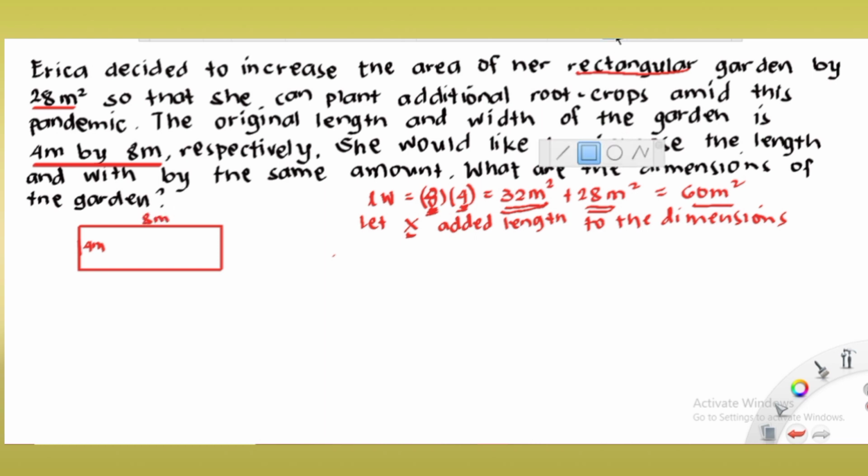And gusto niyang dagdagan. So, assume natin na pareho ng dinagdag yung length tsaka sa width dito sa ating drawing. So, hindi natin alam. Sabi natin, represent natin with x, yung idadagdag na yon. So, itong dagdag na to, ito yung additional, di ba? 8, hanggang dito lang yung 8. Itong dagdag na to, let's represent that with x. Hindi natin alam kung ano pa yan.